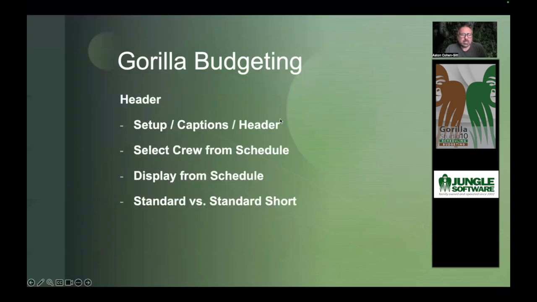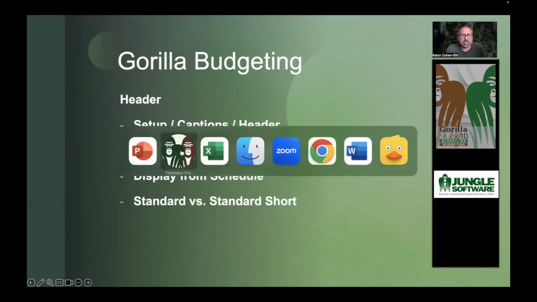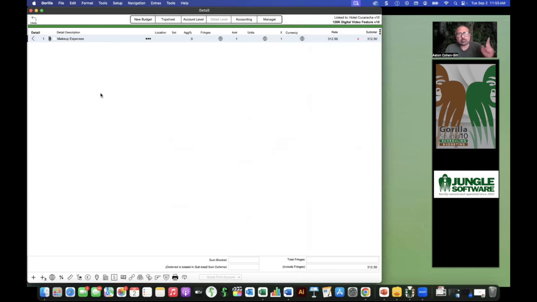Let me now, I don't know what's next. Next is the header, but let me jump really quickly to currency since we're in the detail level. Currency, and we'll do it here. Now, the way currency works in Gorilla is a little bit different than other programs, but you always have a base currency, okay? Now, that base currency is a 1-to-1 ratio.